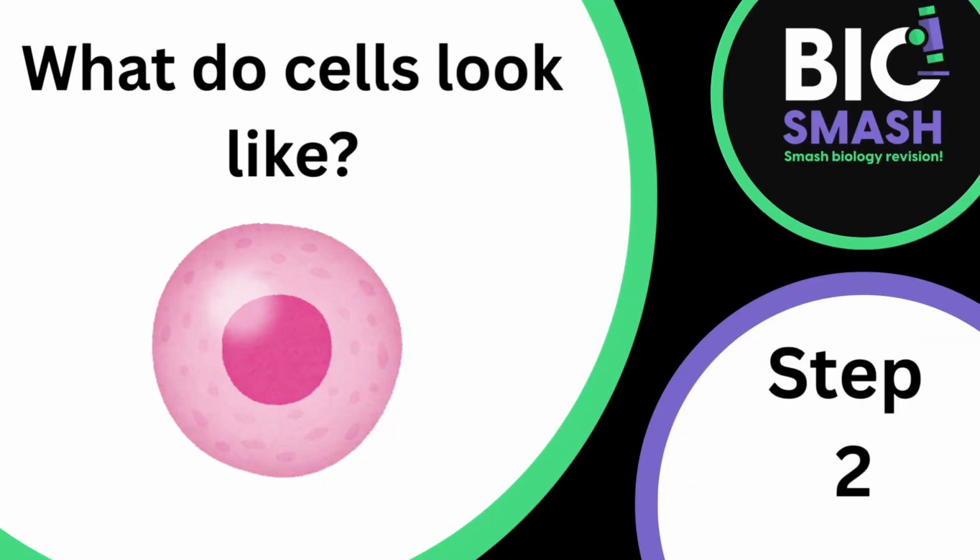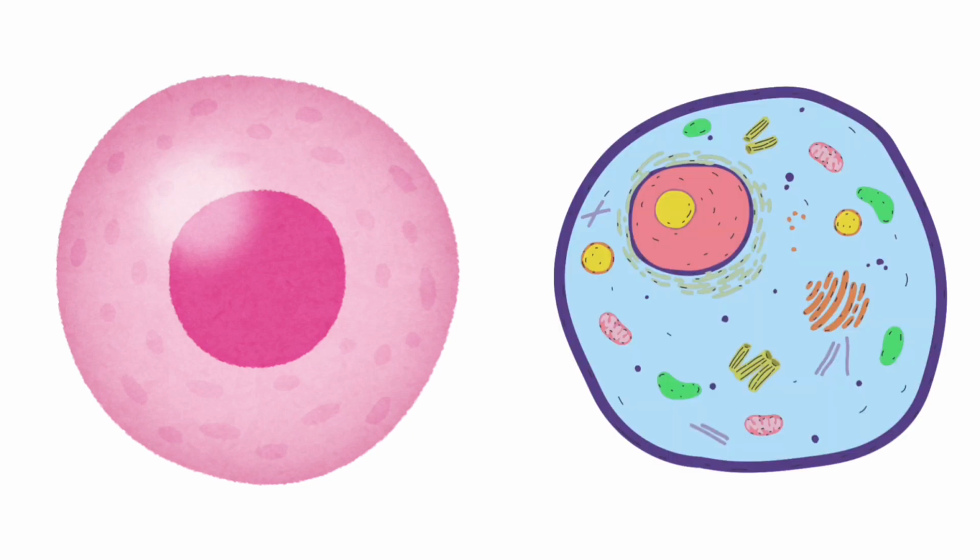In this next part of the video, we'll look at what cells look like. If you look at cells under a microscope, they may look like this. You may have seen a simple diagram of a cell that looks something like this. You sometimes see far more complicated diagrams like this one, but in this video we'll stick to the simple one.